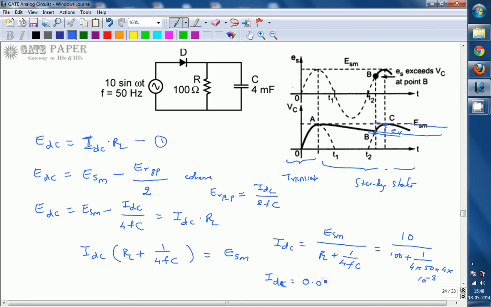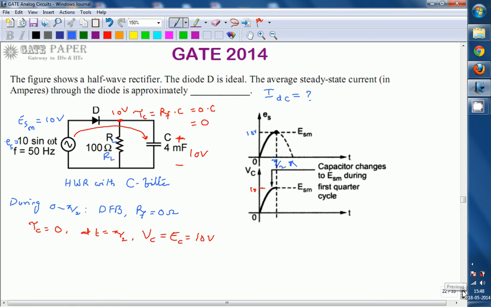0.09 amperes. This is the DC current flowing in the half wave rectifier with capacitor filter for the given diagram. IDC is equal to 0.09 amperes. So the answer for this question is 0.09 amperes. Thank you.